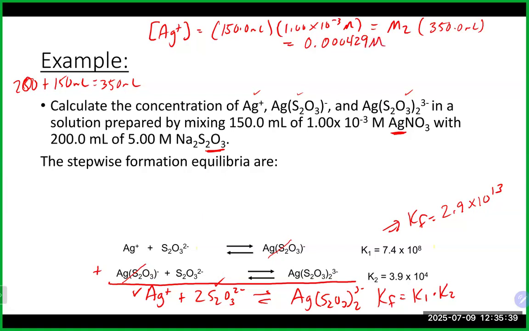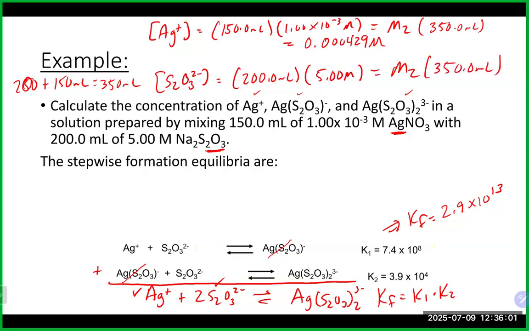We're going to end up with something like 0.000429 molar. Again, we also want the concentration of the S2O3 2 minus. Here we are using 200 milliliters of this one, and the concentration is 5 molar. Again, we will have our total volume when we mix them all together of 350 milliliters. That's going to give us our starting concentration of our other one, and it looks like maybe 2.86 molar. First off, any questions on that?